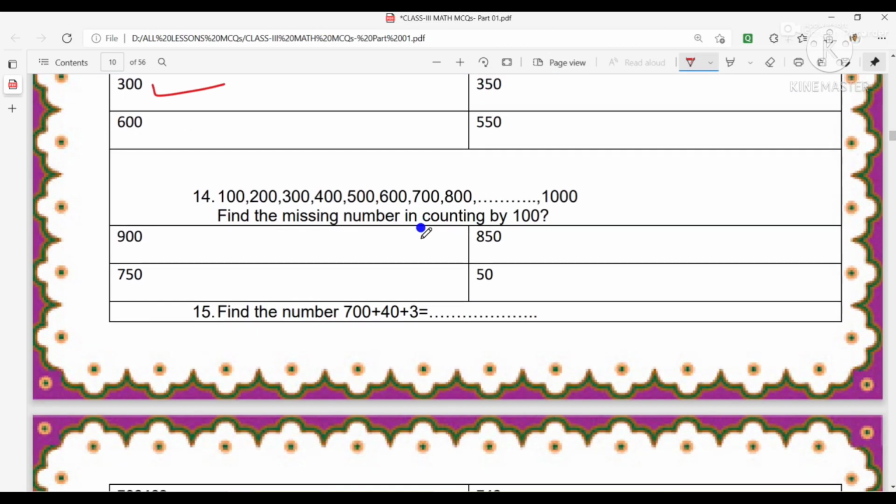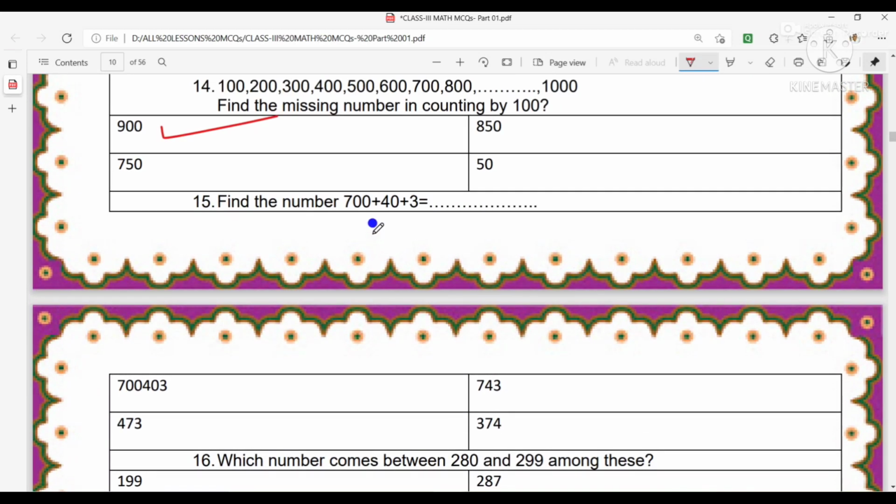Find the missing number in counting by 100: 100, 200, 300, 400, 500, 600, 700, 800. Then the answer will be 900. Find the number: 700 plus 40 plus 3 equals 743.